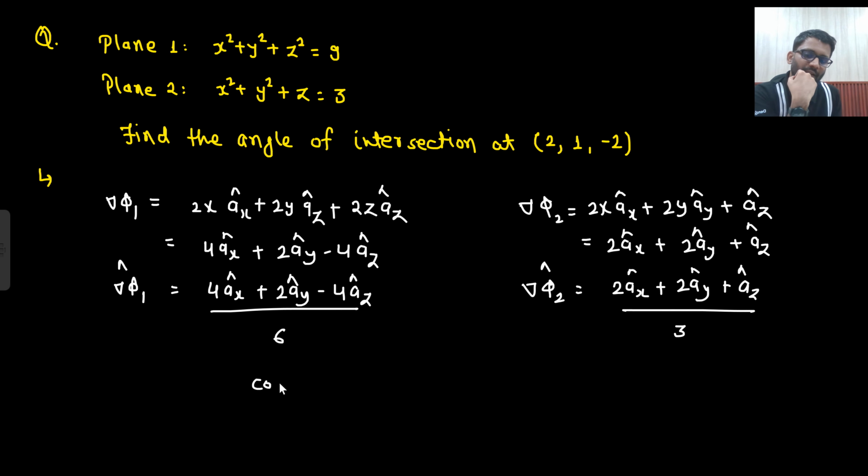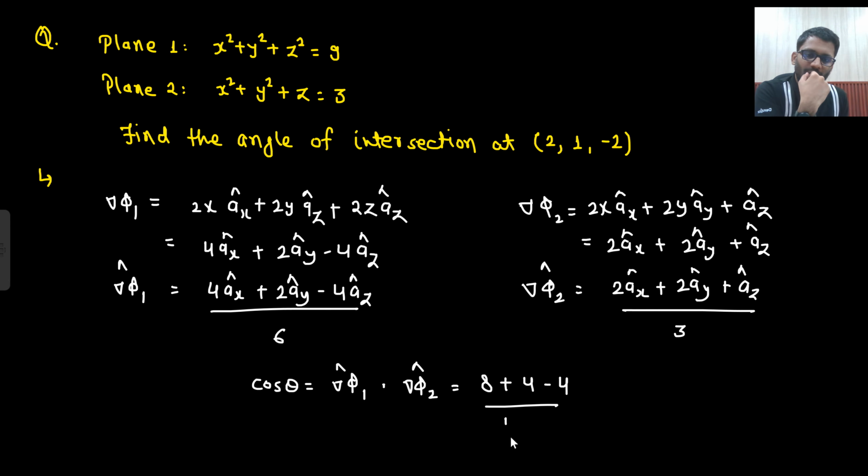So what will be the angle cos theta? That will be the dot product of these two. I should not say multiplication, dot product of these two. Okay. So 8 plus 4 minus 4, and 18 here you are getting.